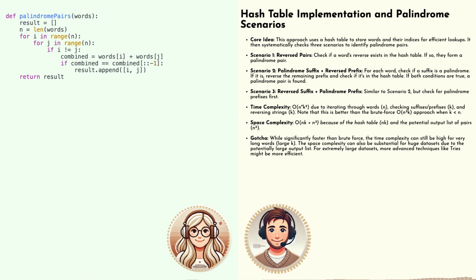Okay, let's unpack those palindrome possibilities. The first case, the simplest case, is when two words are the exact reverse of each other, like dog and god. With a hash table, we can just quickly check if the reverse of a word exists in our word list. So we take a word, reverse it, and see if that reverse word is in our hash table. Exactly. If it is, boom, we found a pair. Simple, elegant.